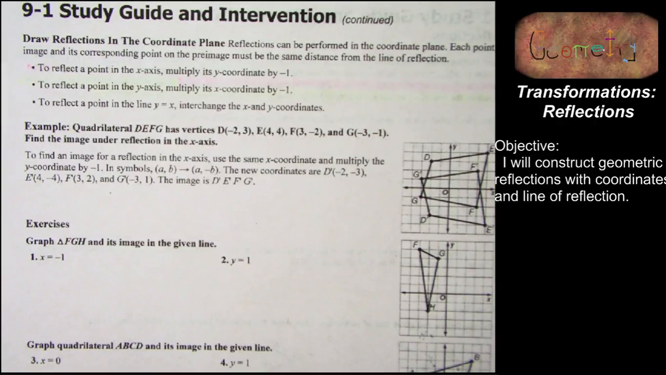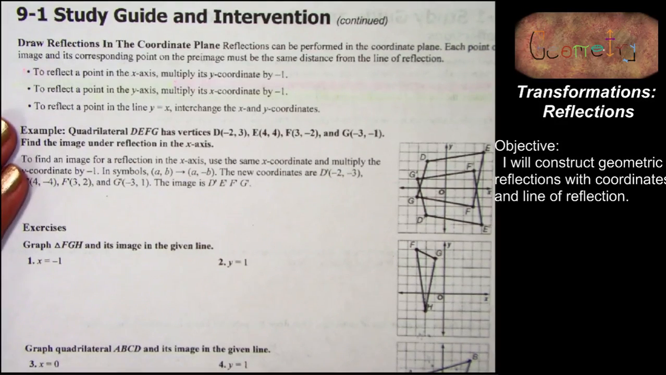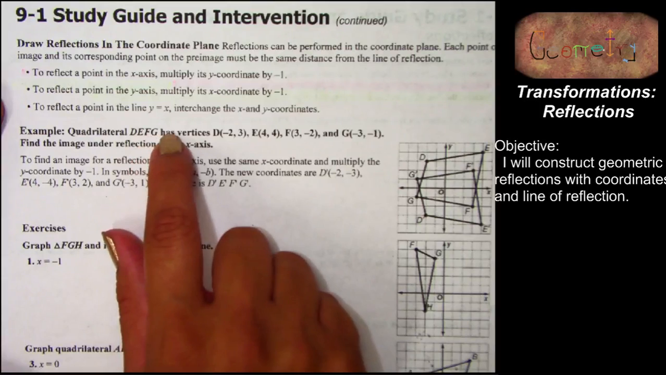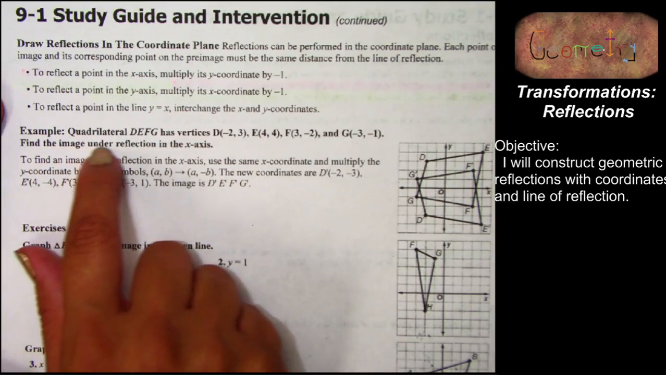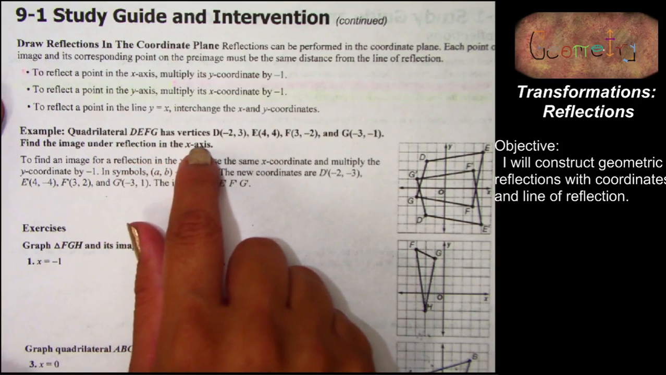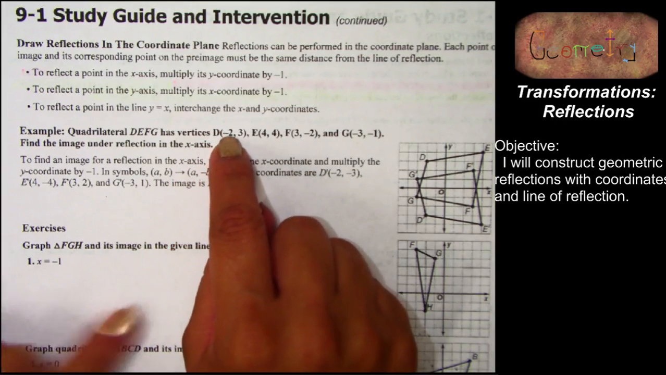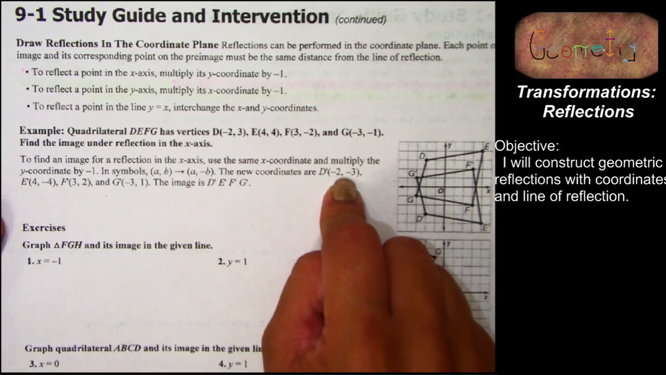Looking at our study guide in the reflections on the coordinate plane, which is what we're going to be working with right now, here's our example. Our original quadrilateral has these vertices, and we want to find the image under reflection in the x-axis. If we look back at our notes, reflections in the x-axis just change the y-coordinate. All we do is change the sign. So if D was at (-2, 3), D prime should be found at (-2, -3).